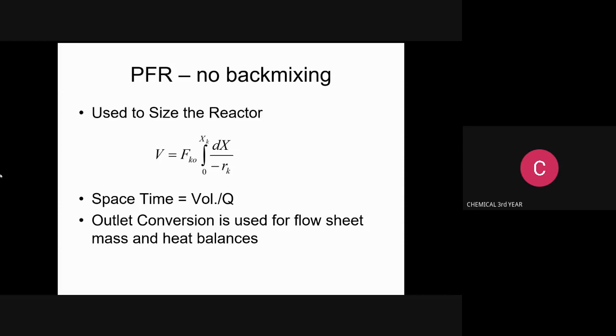Okay, I'm going to pronounce the formula now. If you need, write it down. V equal to F naught integral with limits 0 to X, dX divided by minus r A. The rate equation is nothing but how the reaction happened for the given operating conditions, or else I can simply say how the reaction proceeds. For that, the rate equations are used. Okay. The next one is space time.